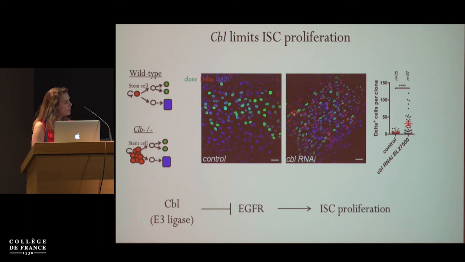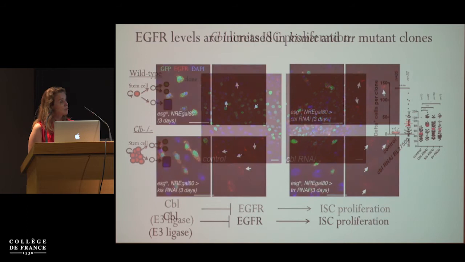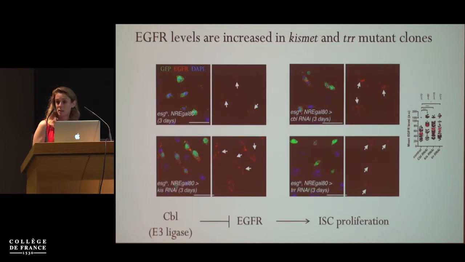So again, the prediction of this would be that upon inactivation of CBL, there should be an increase of the protein levels of EGFR receptor. So is that true, and is that also what we see then in Kismet and trithorax-related knockdown? So this is just what a wild-type stem cell looks like. Here we have EGFR, which is shown in red. Upon the downregulation of CBL, we see that we have an accumulation of EGFR at the membrane of the stem cells. And this is short-term downregulation of 3 days.